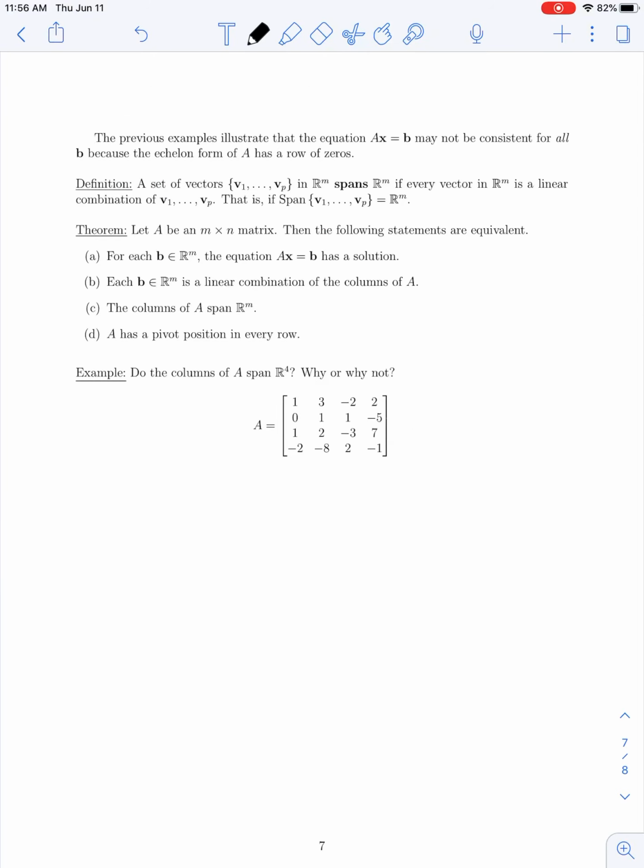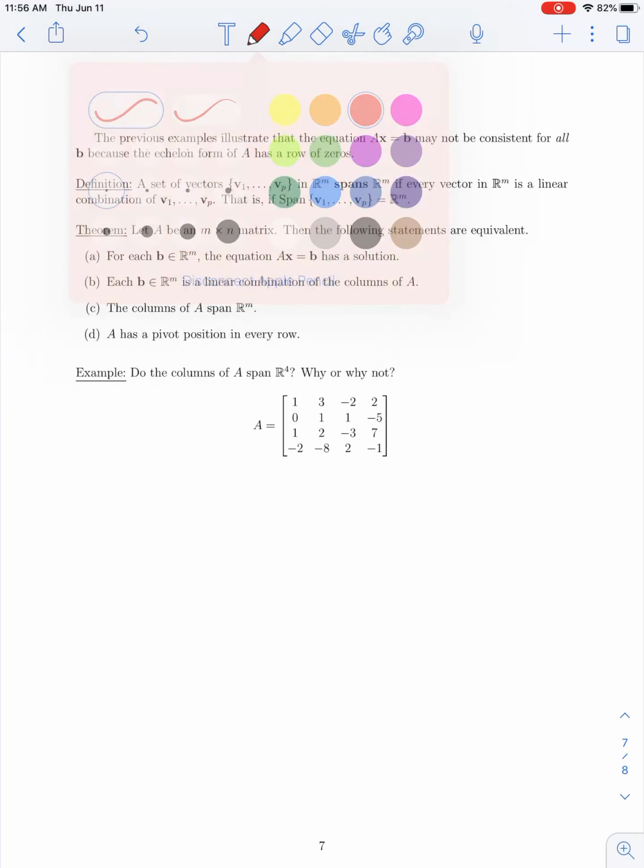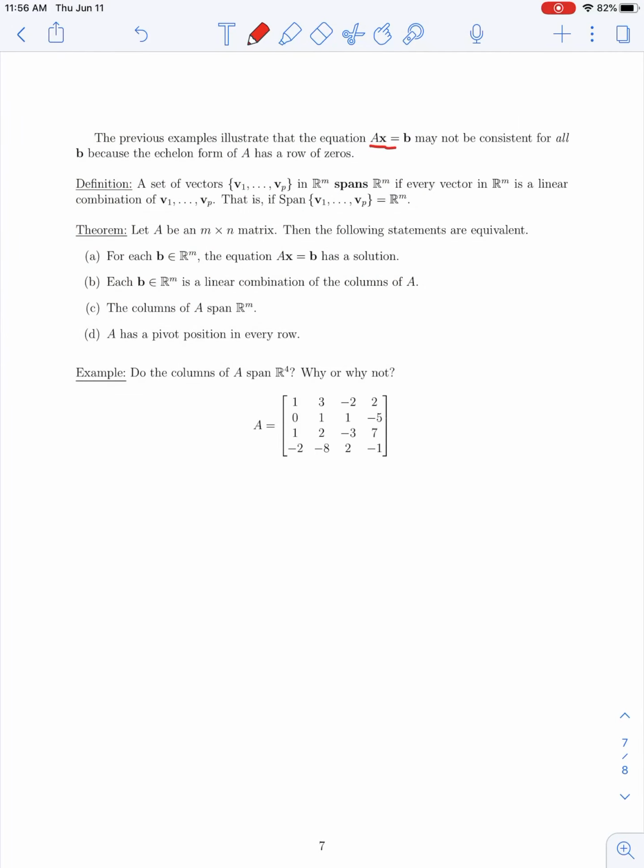So the point that we're making in these last 2 examples is the following. For a matrix equation Ax equals b, it may not be consistent for all choices of b, because the echelon form of this matrix A could have a row of zeros. So a matrix equation may not always have a solution, depending on the form of the matrix A. So the question that we will ask at the end of this section is, when would that matrix equation have a solution for every choice of b?